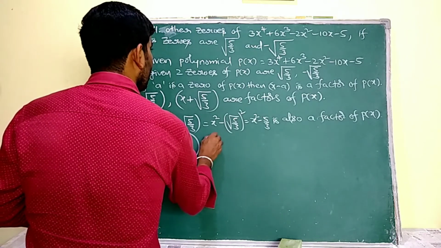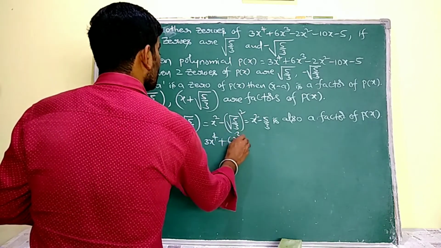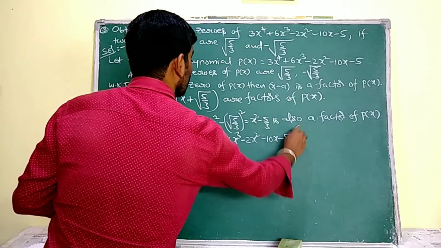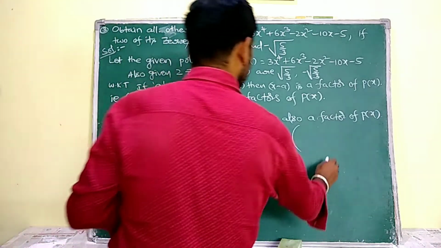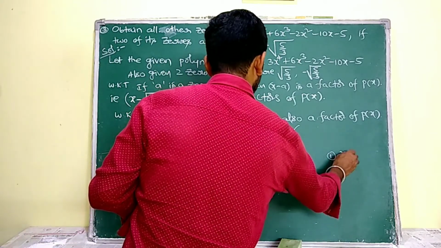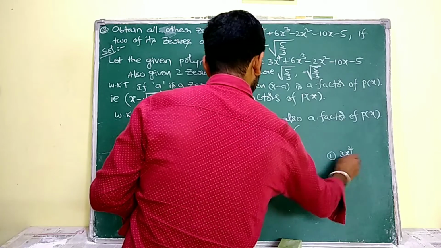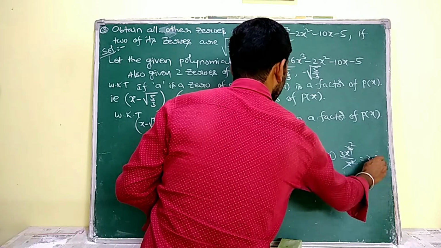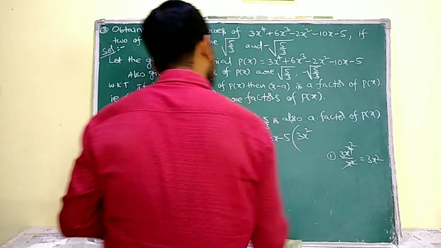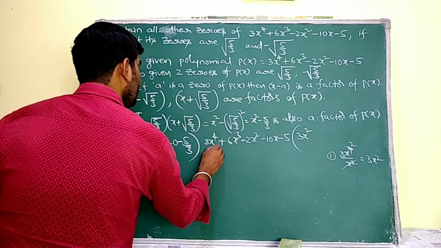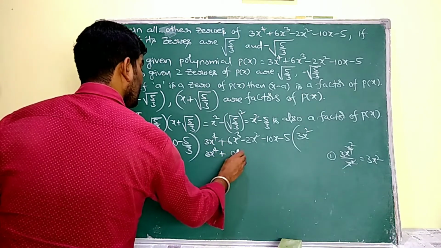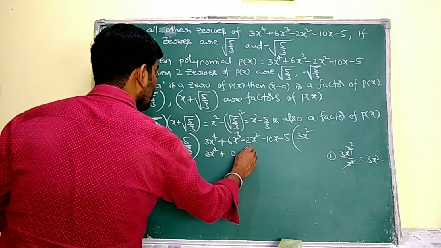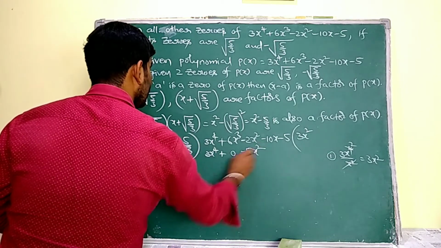Now see, 3x power of 4 plus 6x cube minus 2x square minus 10x minus 5. For that, listen, the first term of the quotient is 3x power of 4 by x square, that is 3x square, so 3x square is my first term of the quotient. Now 3x power of 4 and 3x power of 4 are going to be cancelled, and then minus 5x square.